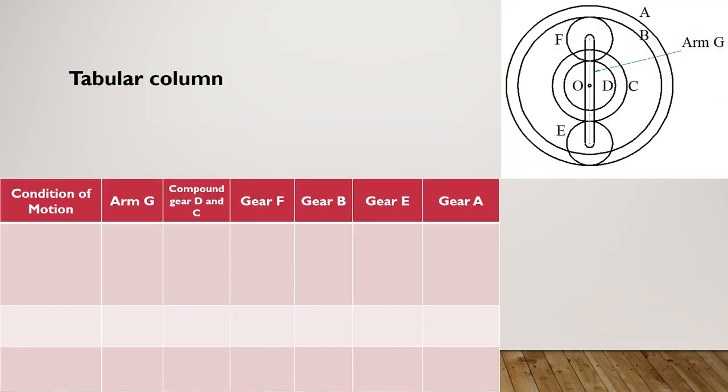So next thing asked is to find the speed. To find the speed, we'll make use of the tabular column method. Okay, so this is how you have to prepare the table. Condition of motion, arm G is written, compound gear. As I told in the previous problem, whenever you have compound gear, that has to be written in a single column, then gear F, gear B, gear E, gear A. Okay, all the gears are considered here. We didn't leave any element. If you cross verify all elements, even the arm is considered.